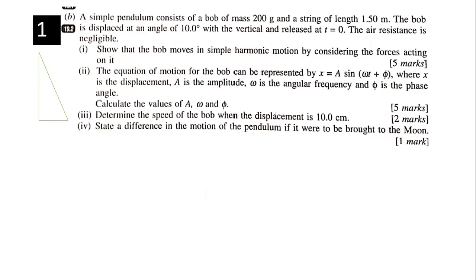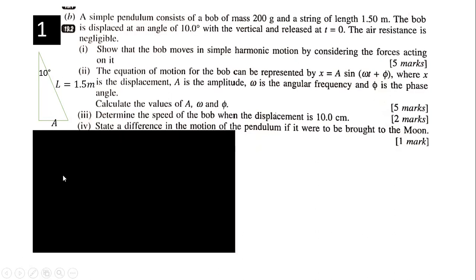The equation of motion for the bob is that one, where X is the displacement, A is the amplitude, omega is the angular frequency, phi is the phase angle. Calculate the value of A, omega, and phi. That's your A. You displace the bob, it's a triangle. That's your length, 1.5, your theta is 10 degrees. So A is just 1.5 sine 10. That's your A.